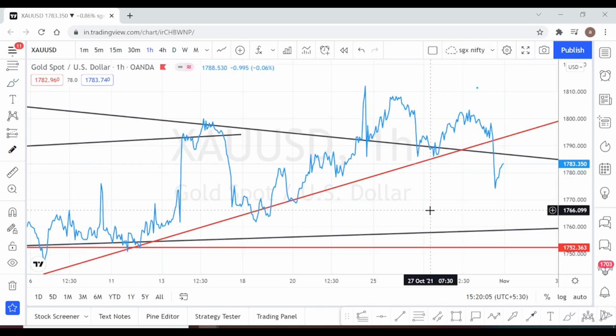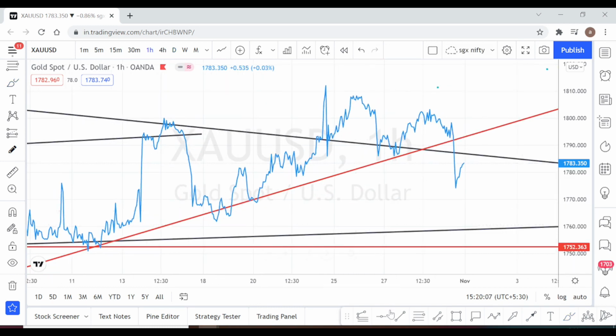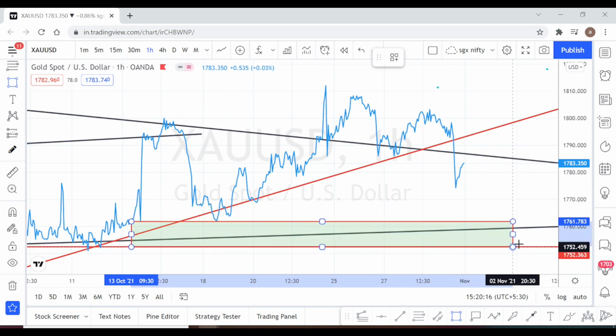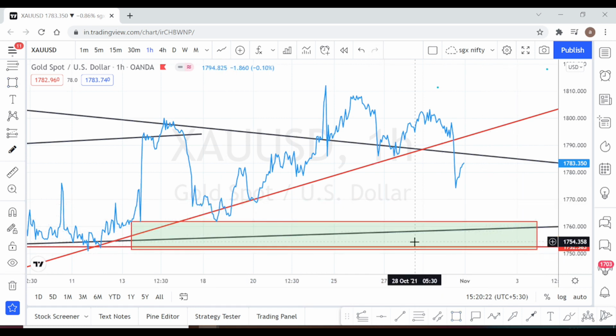When we analyze the currency pair from the hourly time frame, I had previously highlighted that this area will be acting as a strong support. This area of support is still holding, but it has broken this dynamic support from the daily time frame. So trend reversal is happening.